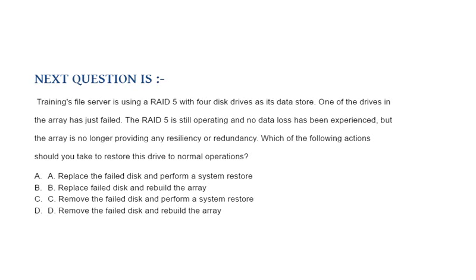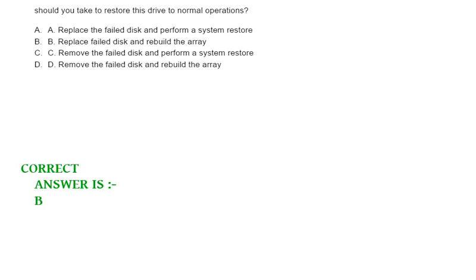Option A. Replace the failed disk and perform a system restore. Option B. Replace the failed disk and rebuild the array. Option C. Remove the failed disk and perform a system restore. Option D. Remove the failed disk and rebuild the array. Correct answer is option B.